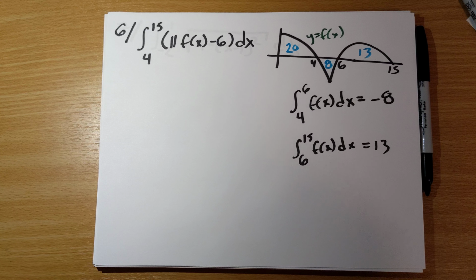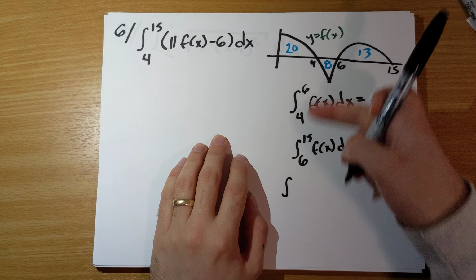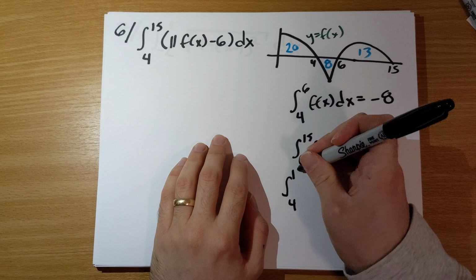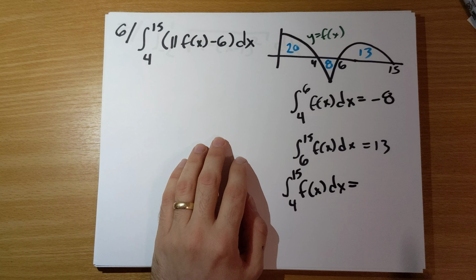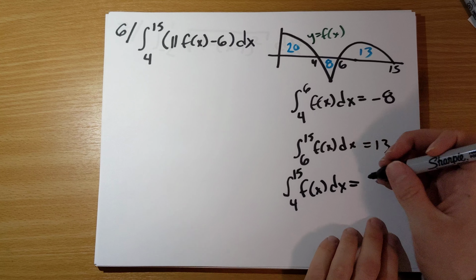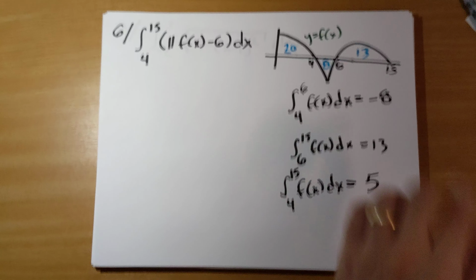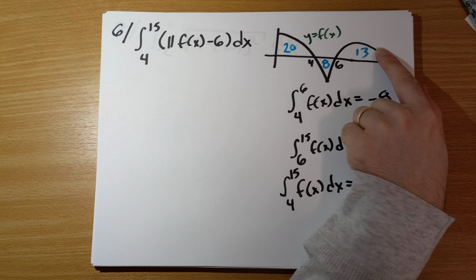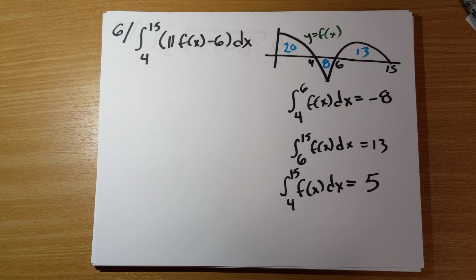So what I want to do is observe that we can use these 2 facts here. What's the integral from 4 to 15 of f of x dx? It's going to be this plus this, negative 8 plus 13. It's going to equal 5. So there's 13 units of area above the x-axis, there's 8 units of area below the x-axis, and the total net signed area is 5.